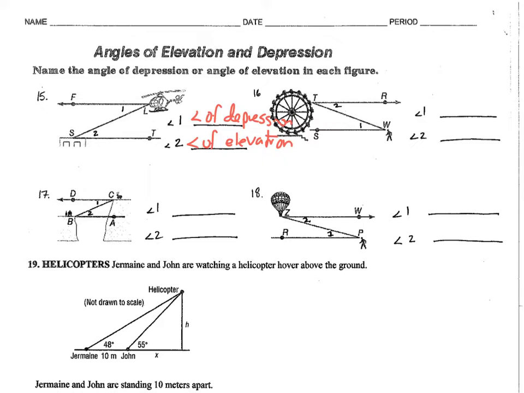For number 16, angle 1 is an angle of elevation, and number 2 is an angle of depression. Number 17 is an angle of depression, angle 2 is an angle of elevation. Number 18 is an angle of elevation, and number 2 is an angle of depression. Questions about any of those 4 problems? You all okay with that?